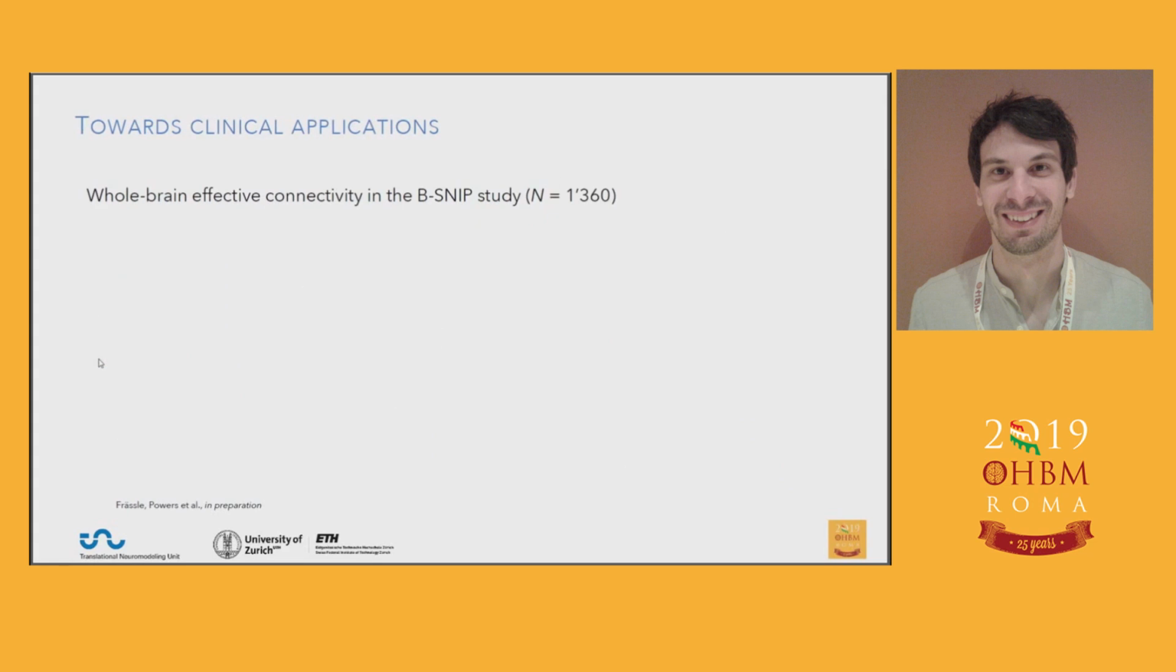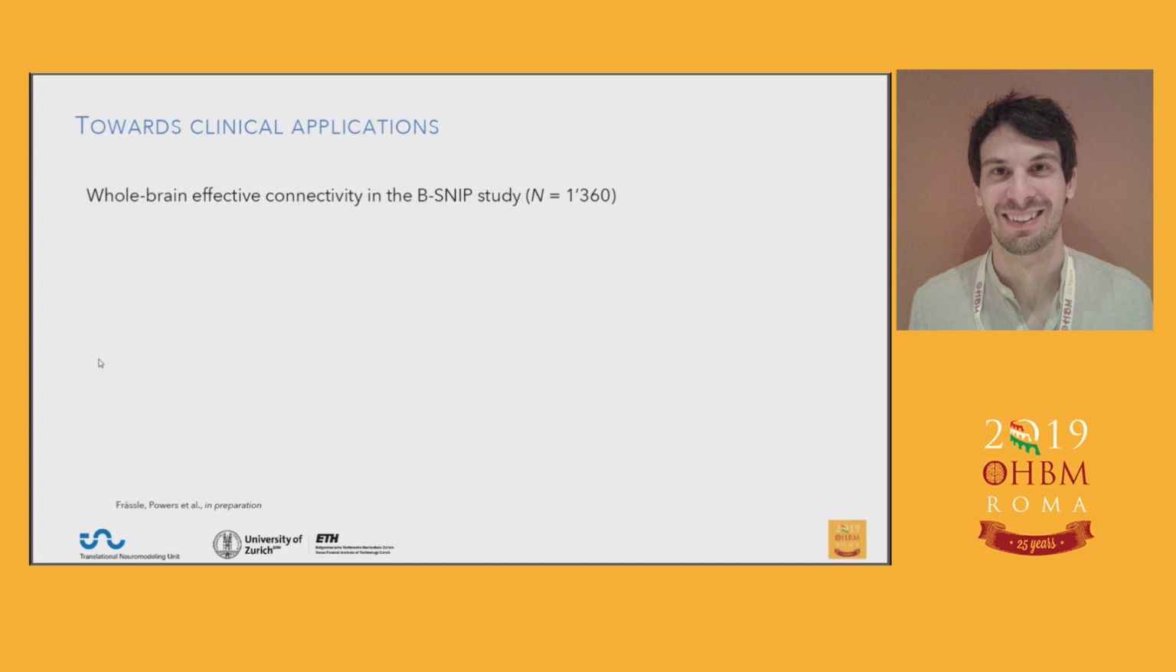Good. In the last 2 minutes or so, I want to very quickly give you a teaser of how this model can also be applied to clinical data sets and how it might be helpful in a clinical study. So here we use data from the B-SNIP study, which is a very large data set from the United States, which comprises psychotic patients, and here we have different subgroups: schizophrenic patients, bipolar patients, and schizoaffective disorder patients. We have matched healthy controls and matched first-degree relatives.